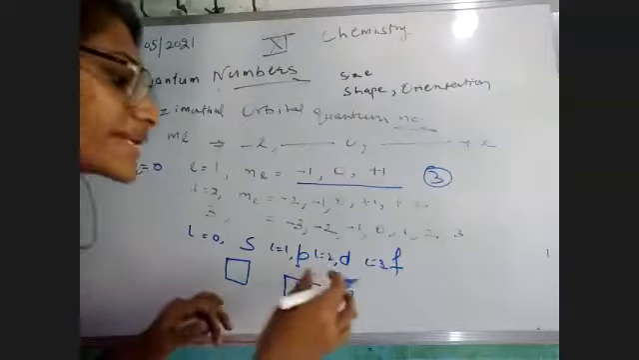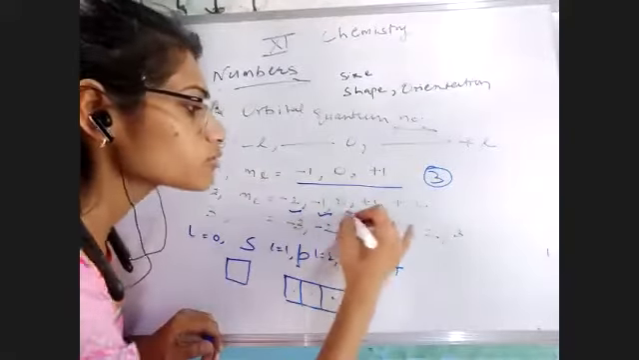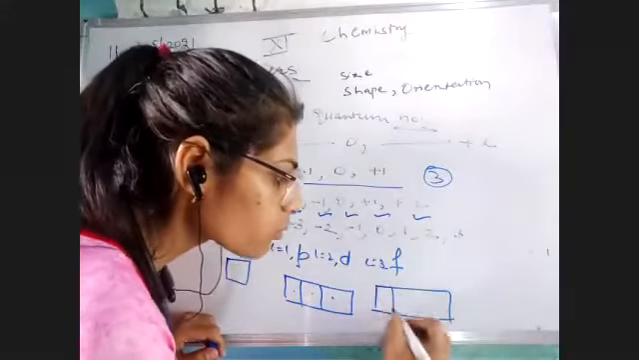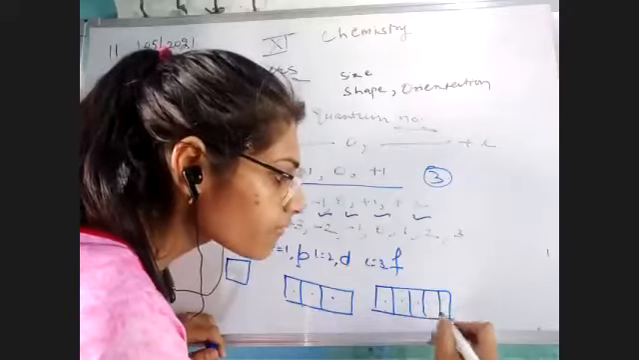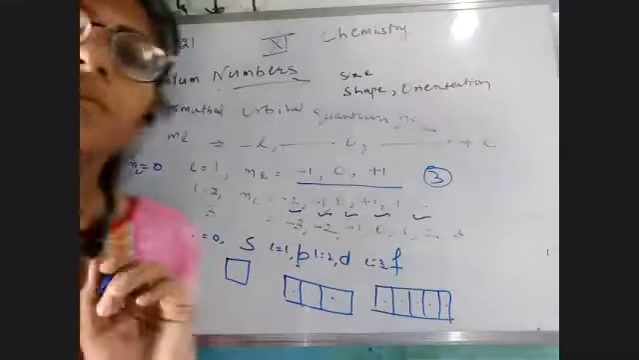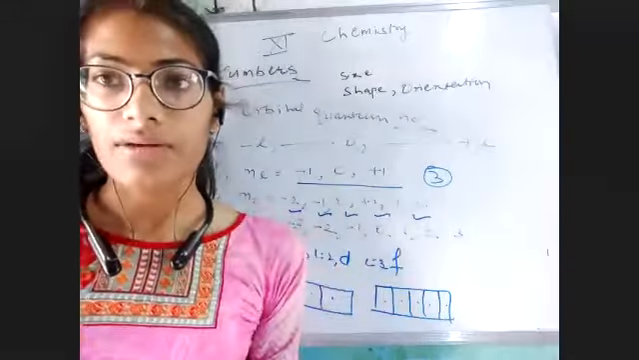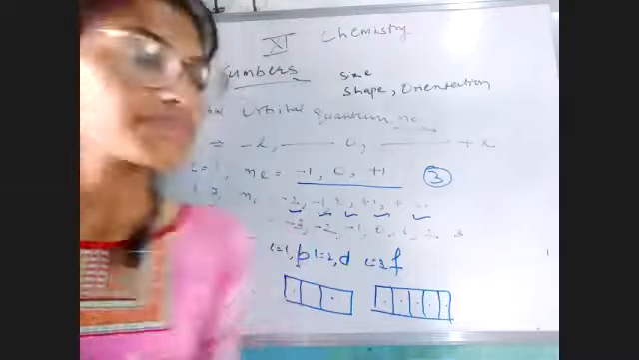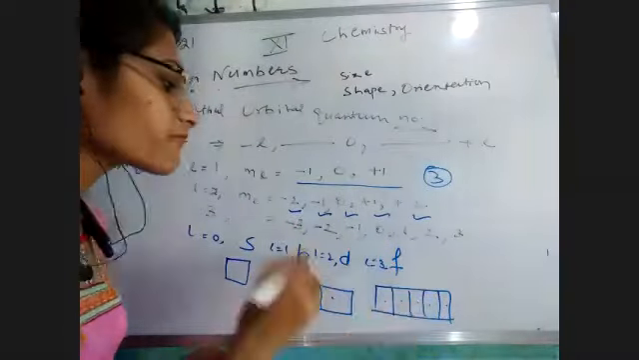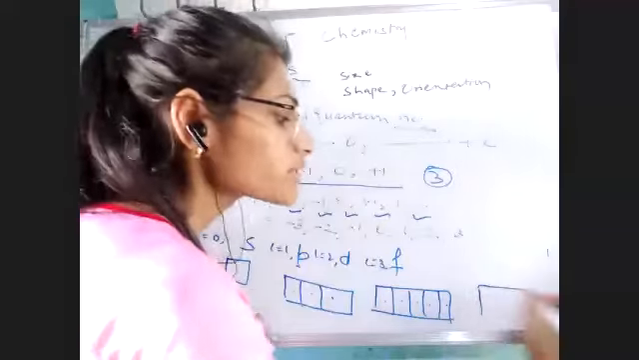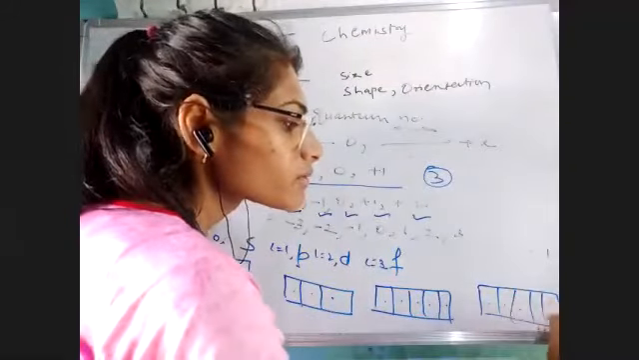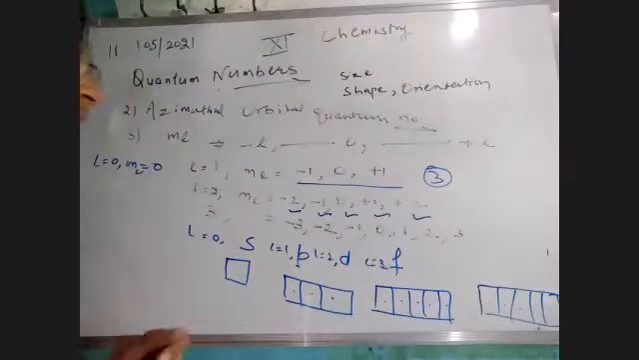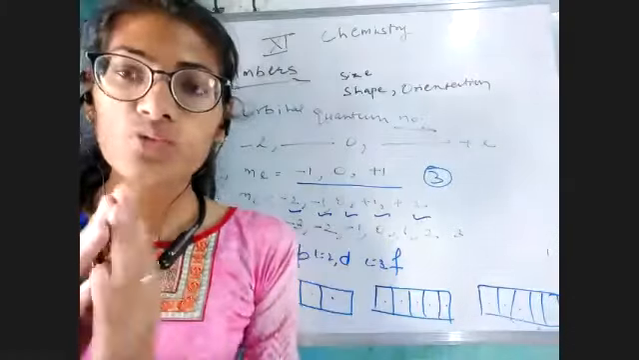Now, if I'm talking about D, how many possibilities? 1, 2, 3, 4, and 5. So D must have 5 possibilities in which electrons can be. This is the brief discussion about the ML quantum number. Same for F, there are 7 possibilities, so there must be 7 orbitals.